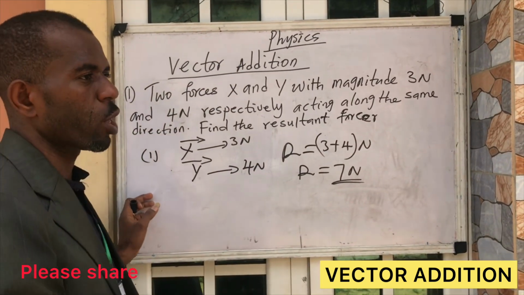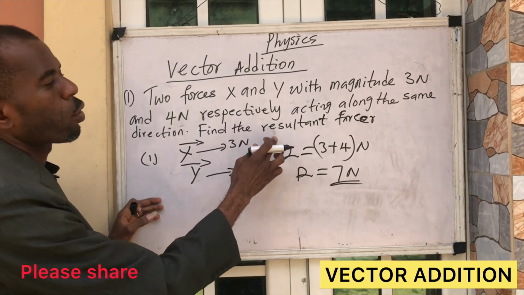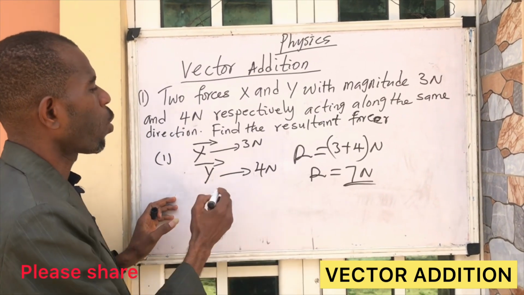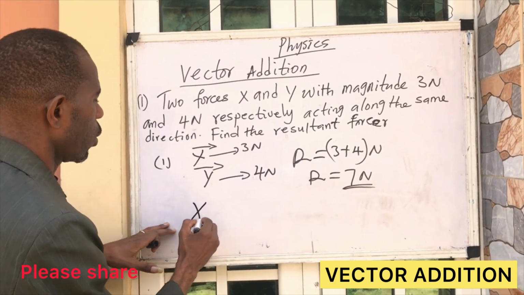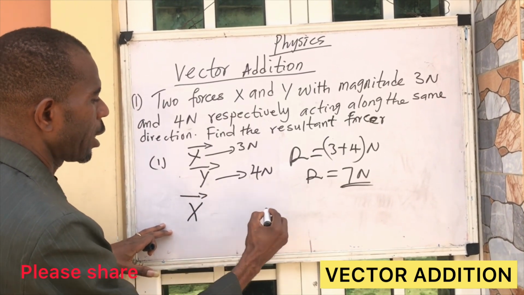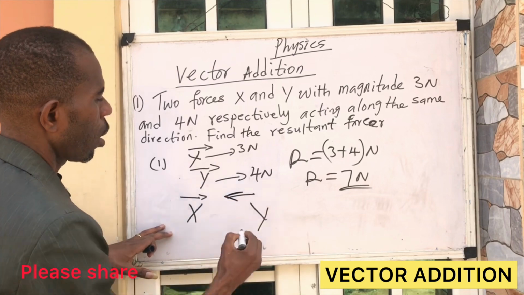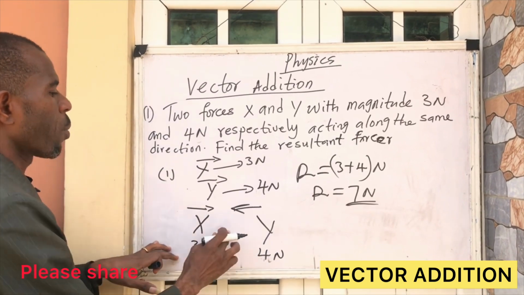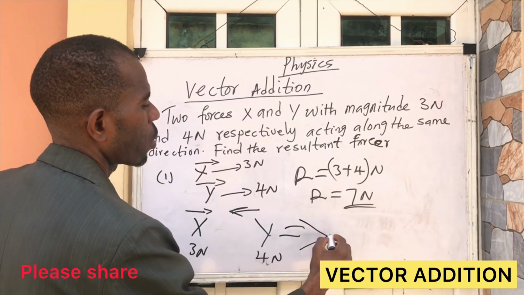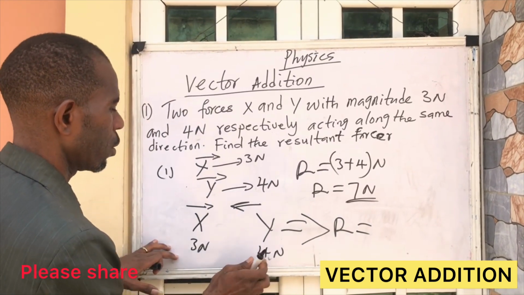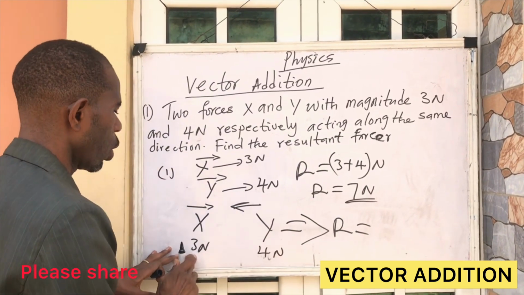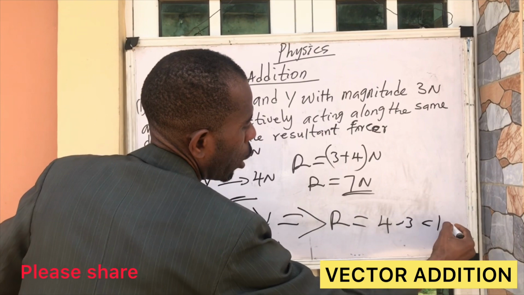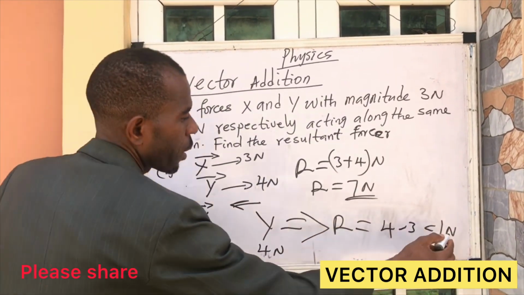Now let me use this one to illustrate the next case. When the two forces or two vectors are acting in opposite directions, to get their resultant, you are going to subtract. Let's say, for example, vector X is acting in this direction, and vector Y is acting opposite to this. This is 3 Newton, and this is 4 Newton. To get my resultant, it will be equal to 4, the highest vector, minus the lowest, which is 3. It will give me 1 Newton.